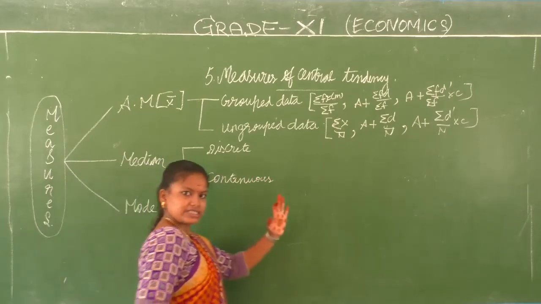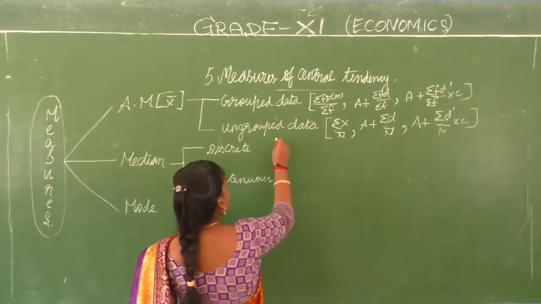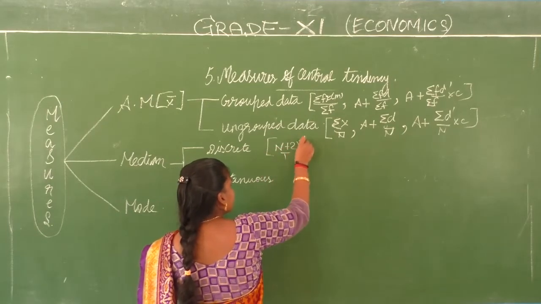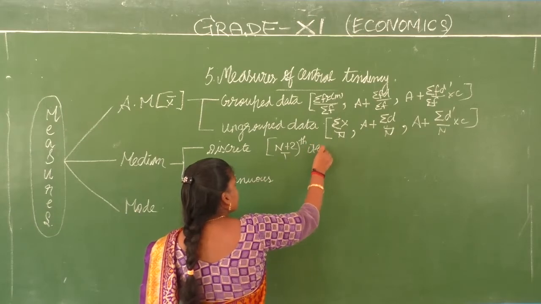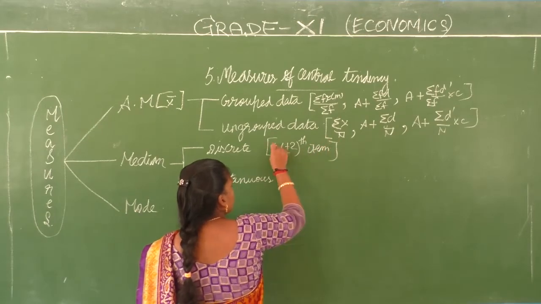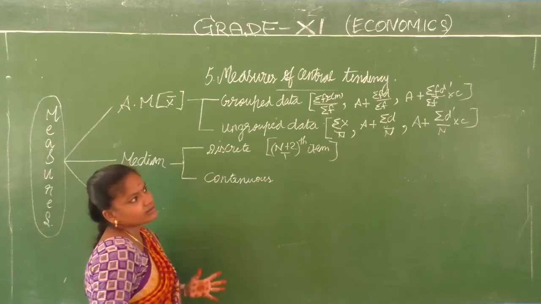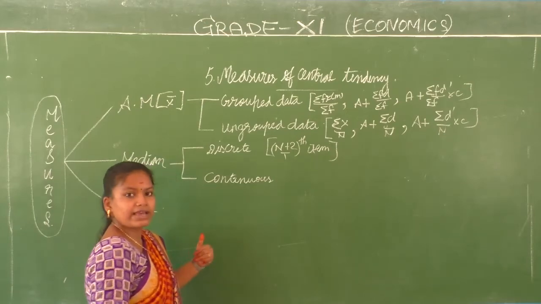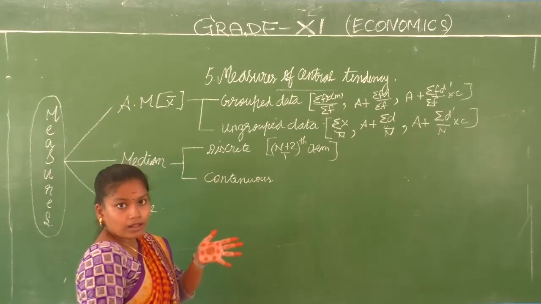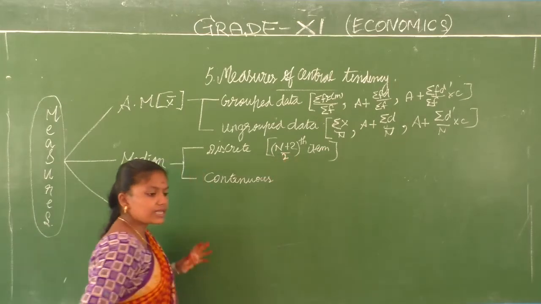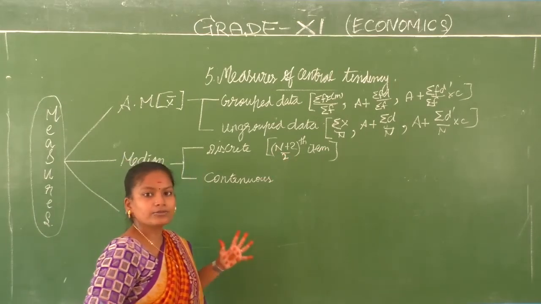Continuous. So for discrete series, it was very simple where we just had to go with n plus 1 by 2 item, which was given to be the median. So if there are 11 items, 11 plus 1 is 12, divided by 2 was 6. So the sixth item was considered to be the median.